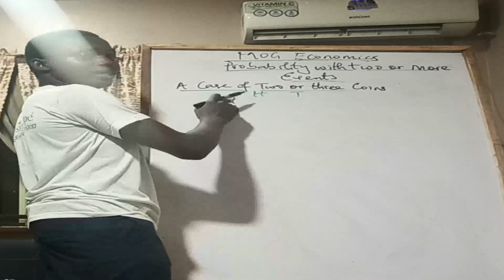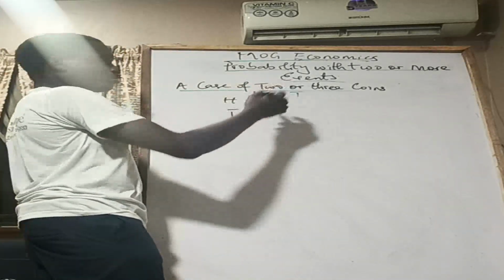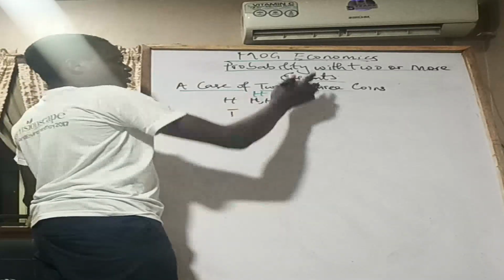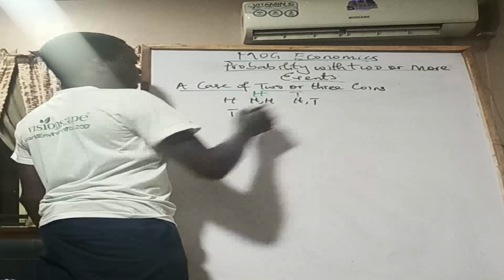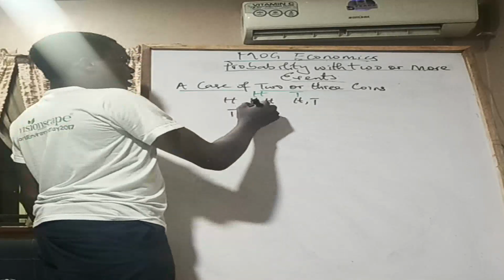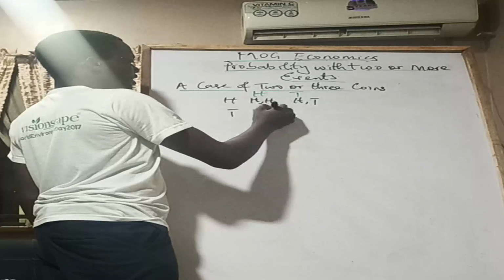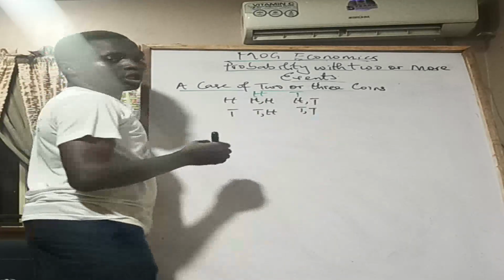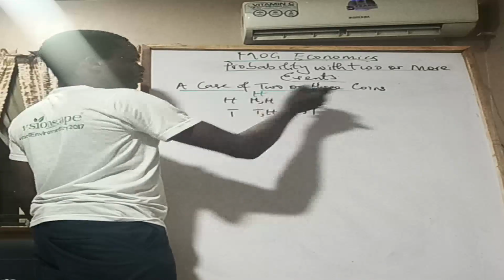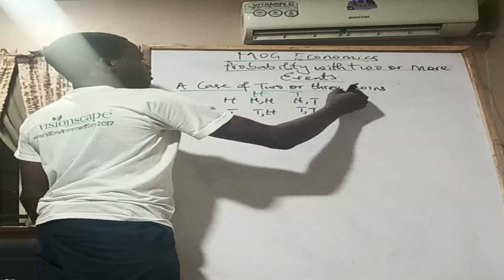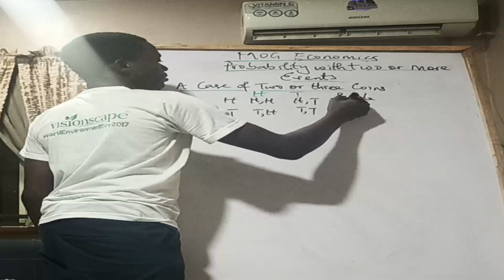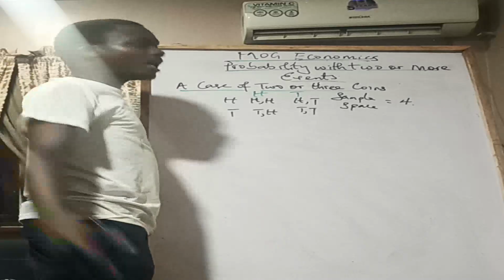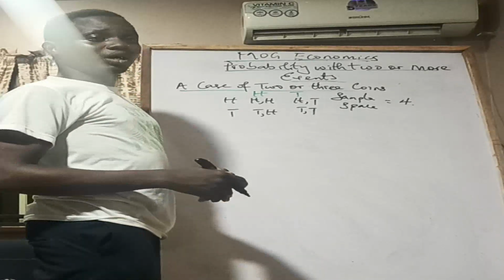The first one might give you a head, and the second one gives you a head as well, so you have HH. The first one might give you a head, the other a tail, HT. The first one might give you a tail, and the other a head, TH. And the first might give you a tail, and the other a tail as well, TT. So you have four. 1, 2, 3, 4. Sample space equals 4.